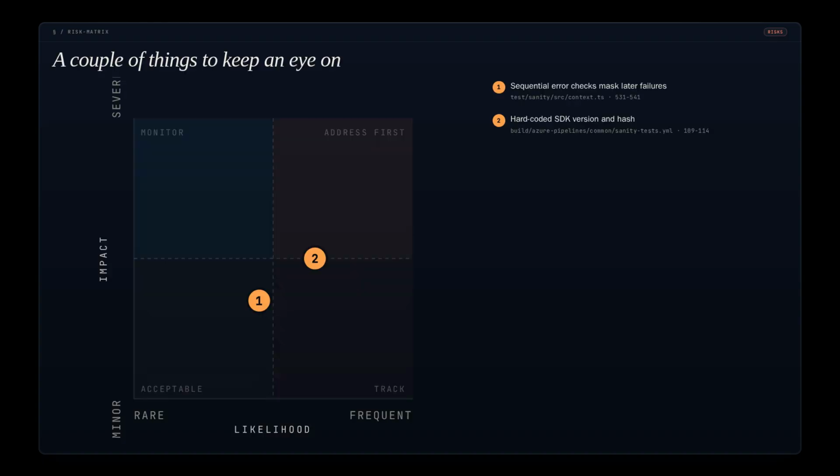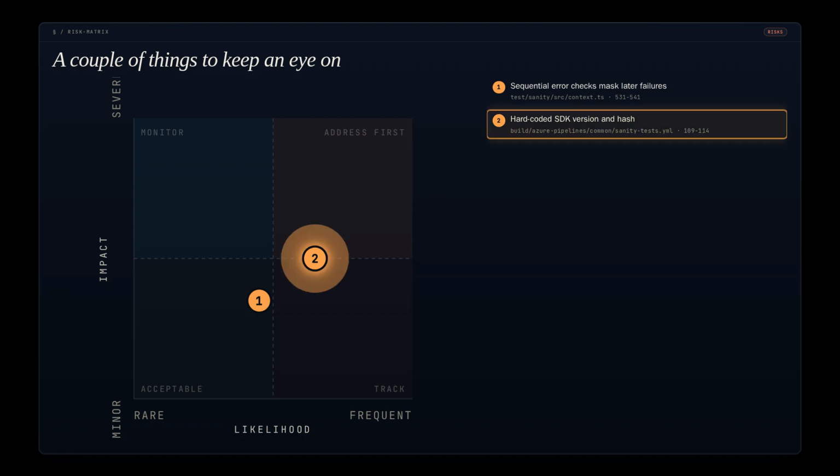There are a couple of things to keep an eye on. First, the error handling in the validation code checks spawn errors, then test certificates, then non-zero status sequentially. So if a test certificate is detected and the status is also non-zero, you'll only see the test certificate error. That's probably the right priority, but it means the status check is skipped in that case.